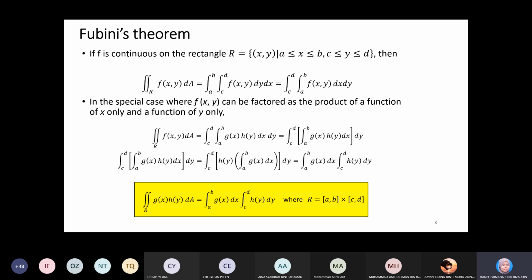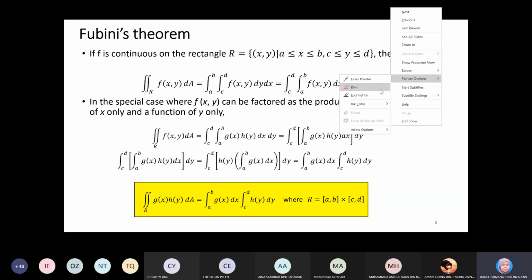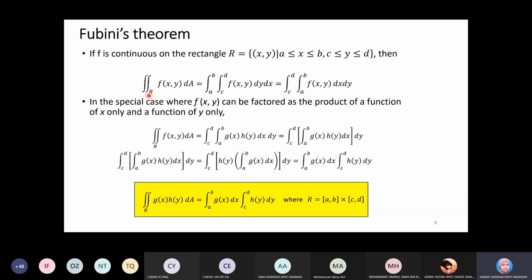Right. Question, then we proceed with Fubini's theorem. So Fubini's theorem mentioned that if you have a function f, it is continuous on the rectangle R with this region. Okay, so let's say this function f, you can define it within these intervals of x and y. And then if you write down the integration, so you integrate the function f(x,y) with respect to dy and dx.